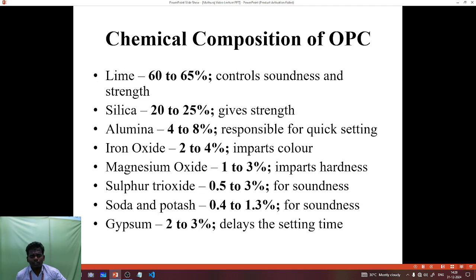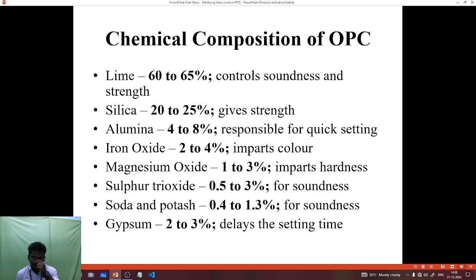The chemical composition of OPC: lime is 60 to 65% of the overall composition and is the major composition of ordinary Portland cement. It controls soundness and strength. Silica, 20 to 25%, gives strength, and alumina, 4 to 8%, is responsible for quick setting. Iron oxide, 2 to 4%, imparts color. For white cement, the iron oxide added should be the very least amount. Magnesium oxide, 1 to 3%, imparts color, and sulfur trioxide, 0.5 to 3%, is used for soundness.